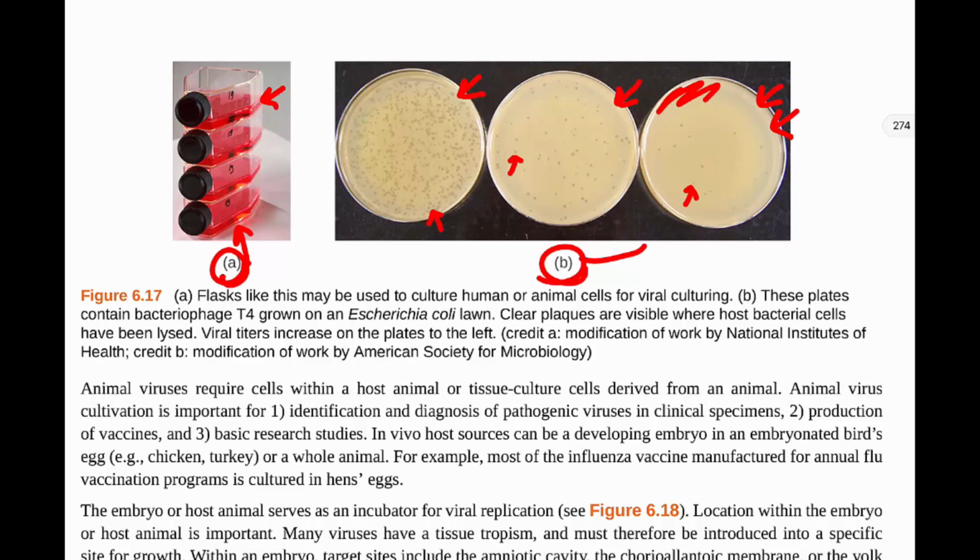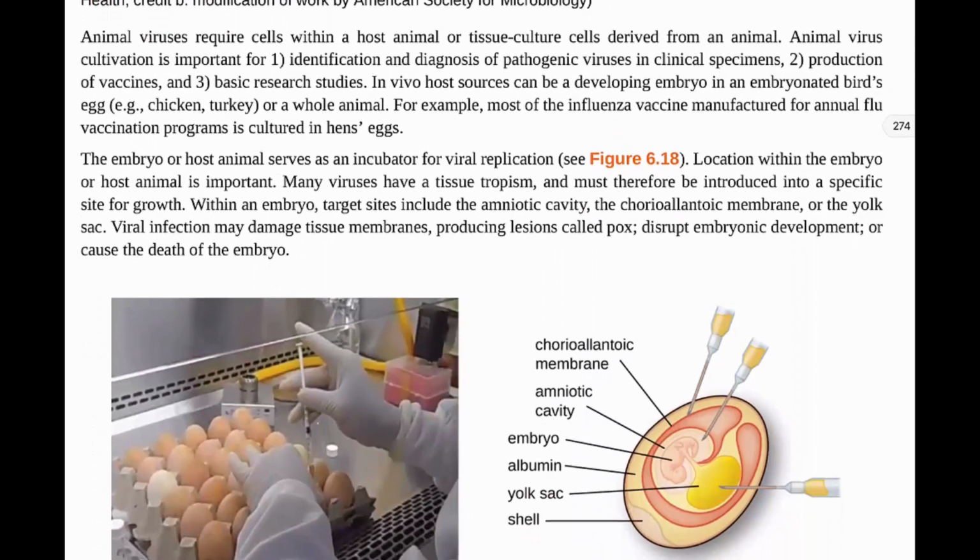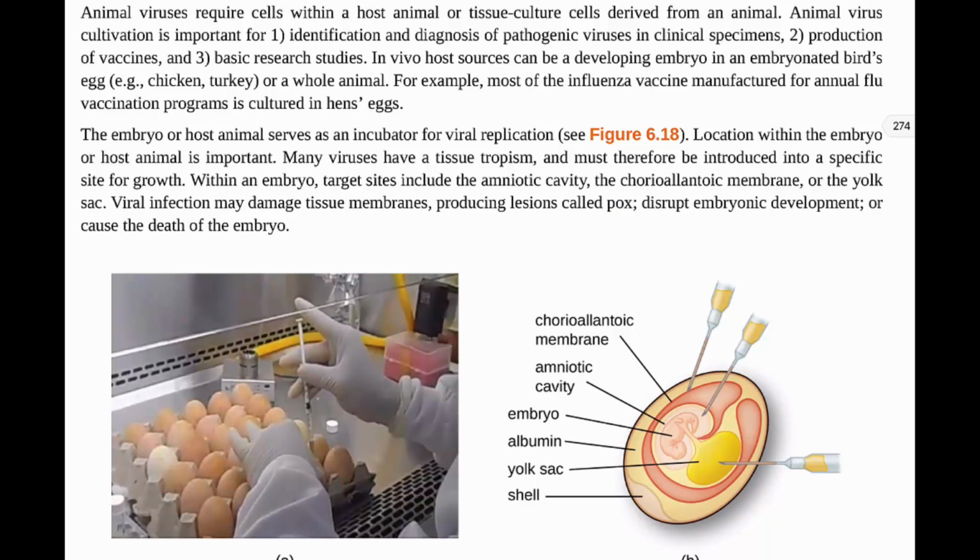So animal viruses require cells within a host animal or tissue culture cells that are derived from an animal, right? So we were just talking about bacteriophages. So we can grow bacteria. We know we can do that very simply and very easily in the laboratory, and they grow very well on agar plates, for example. Animal viruses are a little bit more difficult to deal with because we have to use actual animal tissue to grow them in.